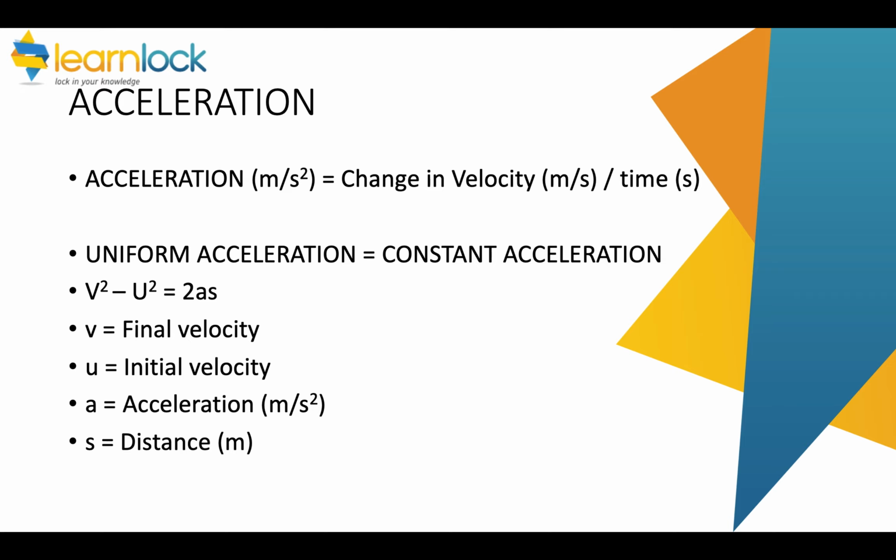Acceleration. This is measured in meters per second squared, and it's calculated by the change in velocity divided by the time. You also need to know that uniform acceleration is the same as constant acceleration, as shown in the calculation below.